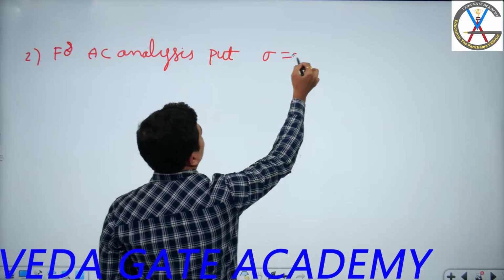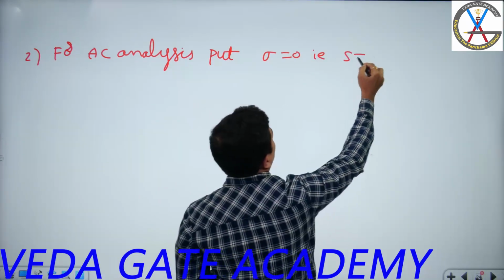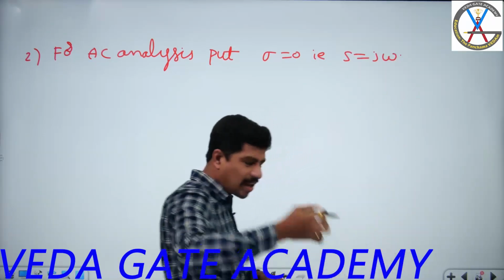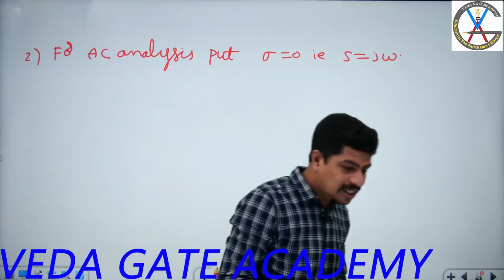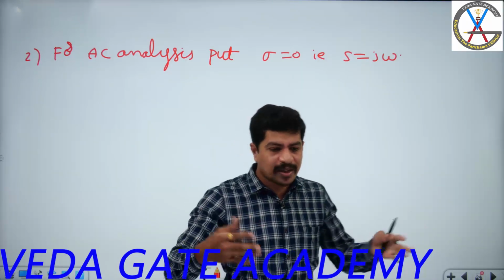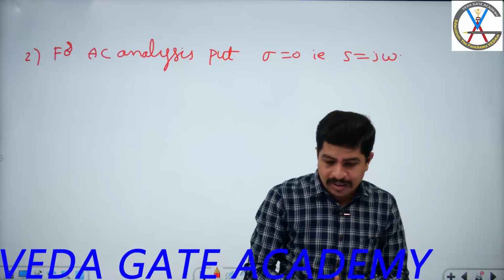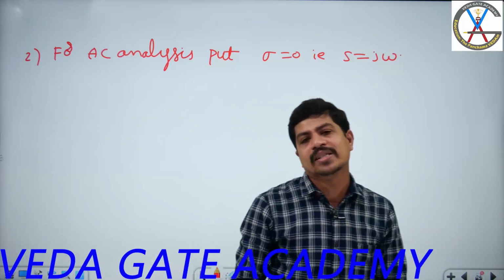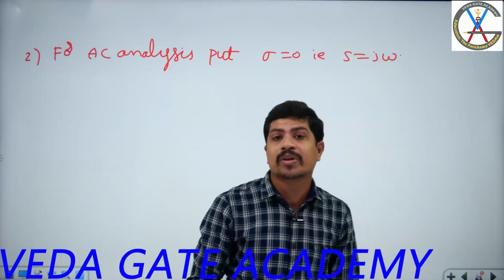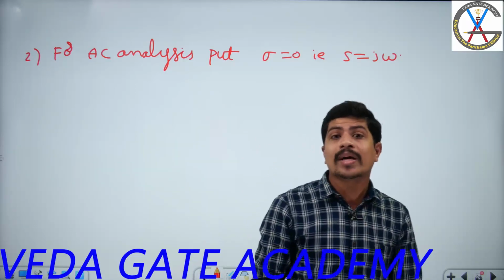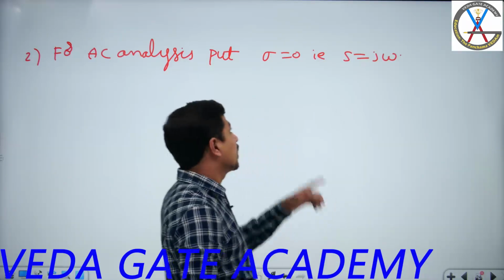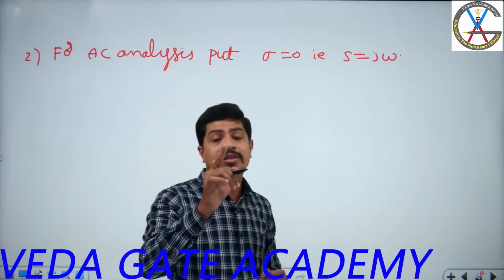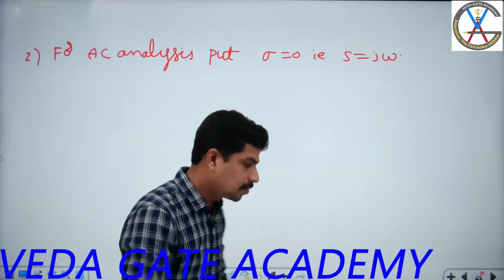put sigma equal to 0. That implies s is equal to j omega. This is very important with respect to our application. Many faculty and many students just know to substitute s equal to 0 for DC. They don't know why we have to substitute s equal to 0, or why sigma should be 0 for AC analysis. For AC analysis, s is equal to j omega, and sigma should be 0.